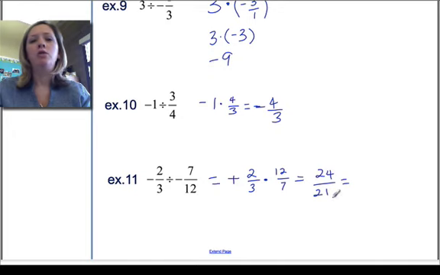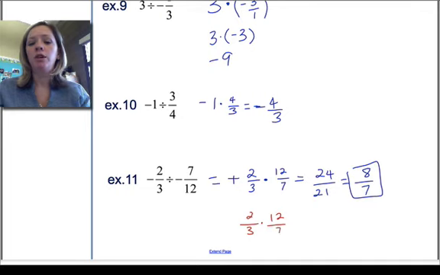And now let's reduce. Both 24 and 21 are divisible by 3. 24 divided by 3 is 8. 21 divided by 3 is 7. So 8/7 is my final answer. Now when working with fractions, I often find it's easier to do some of that reducing before we do the multiplying. So let me show you how I would do that. Look at factors on the top and bottom. So for example, 2 and 7. They don't have any common factors, so we're going to leave those alone. But 3 and 12 have a common factor of 3. So 3 divided by 3 is 1. 12 divided by 3 is 4. Now we do the multiplication. 2 times 4 is 8. 1 times 7 is 7. And of course we get the same result there.